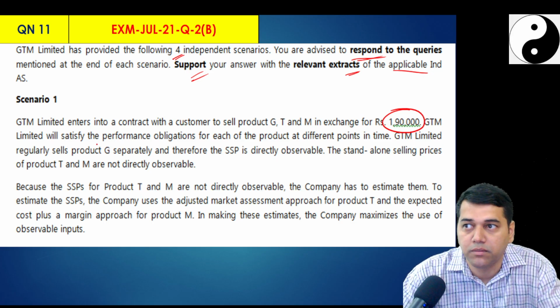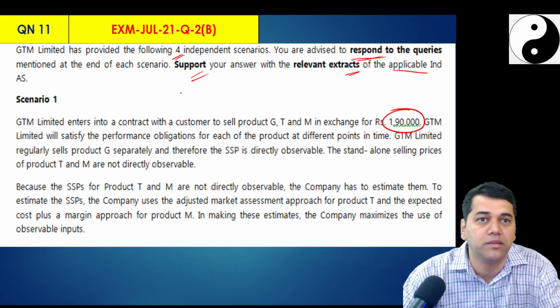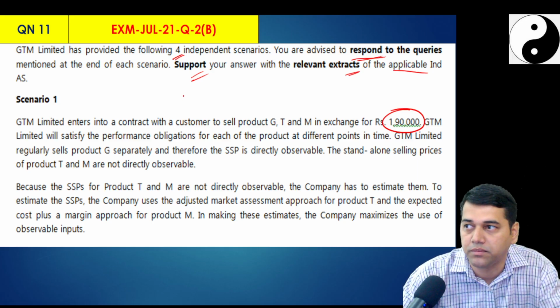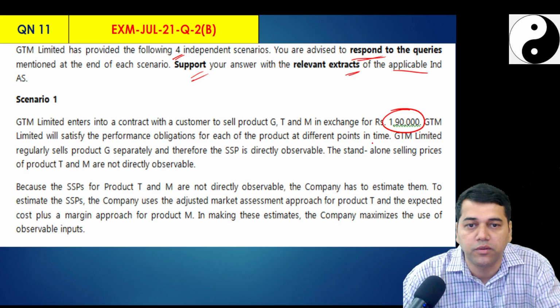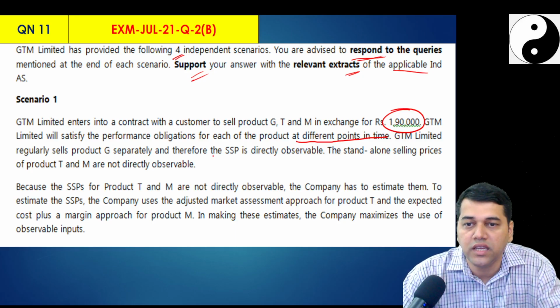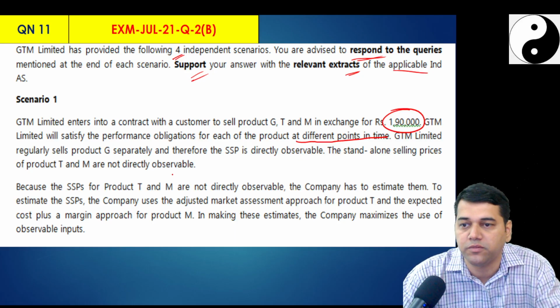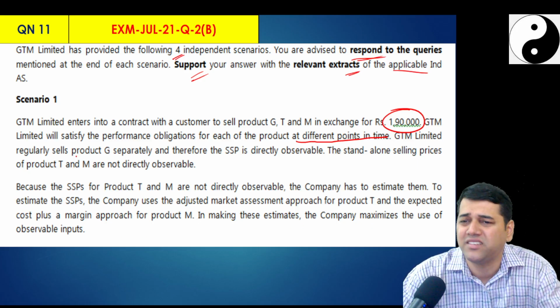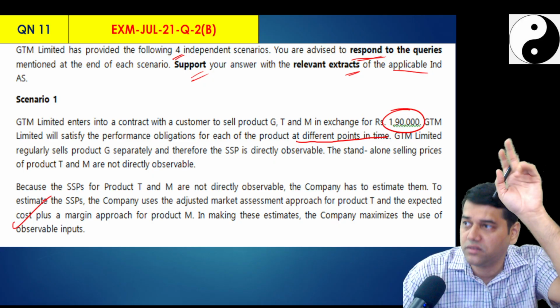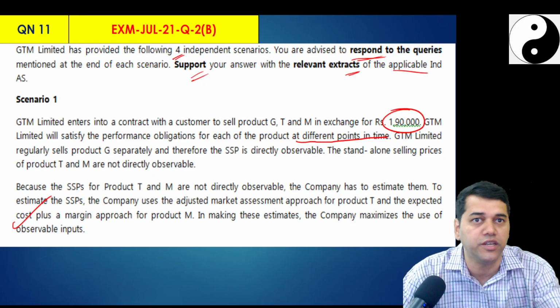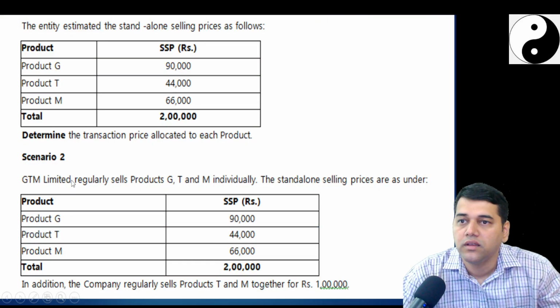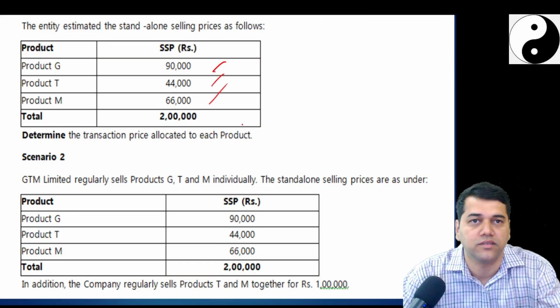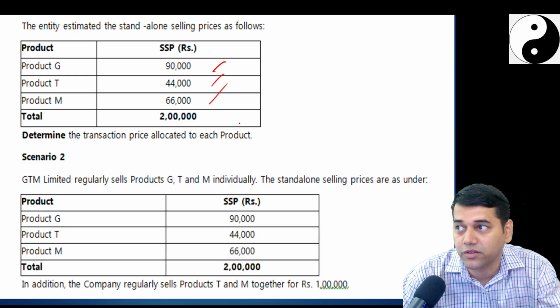See, understand the numbers, sir. It was exactly 1 lakh there in the study material, 50,000 was the breakup. Here 1,90,000 satisfies the performance over at different points in time. Regularly sells G and therefore SSP is directly observable. SSP of the M and are not observable. So company has to estimate them and they have followed the adjusted market method. Company maxes story of some other question, that story they have put it here. So they estimated this. You remember, no? Previous question.